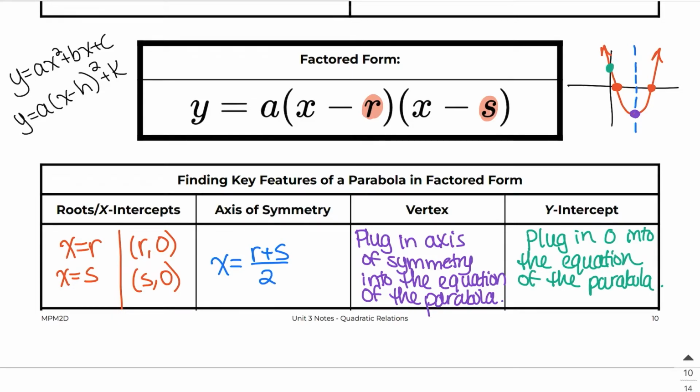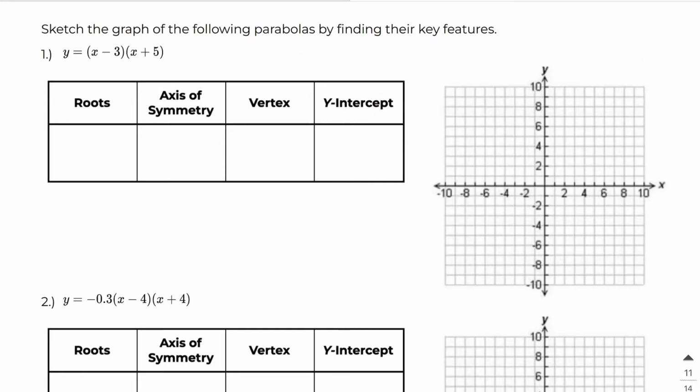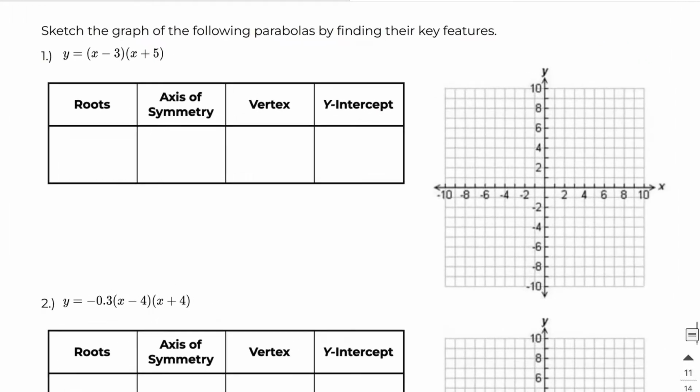Let's apply this. Let's see how this is going to work. Okay, so in our first example right here, we have this equation written out in factored form. We've got a times (x minus r) times (x minus s). And here we can say that a is 1, r is positive 3, and s is negative 5.